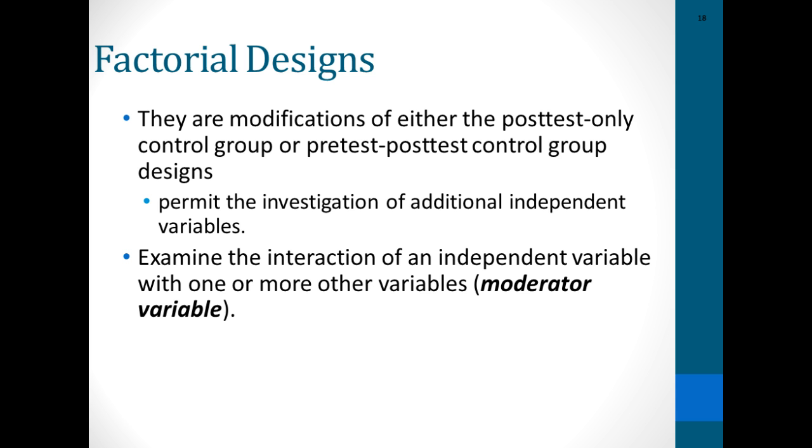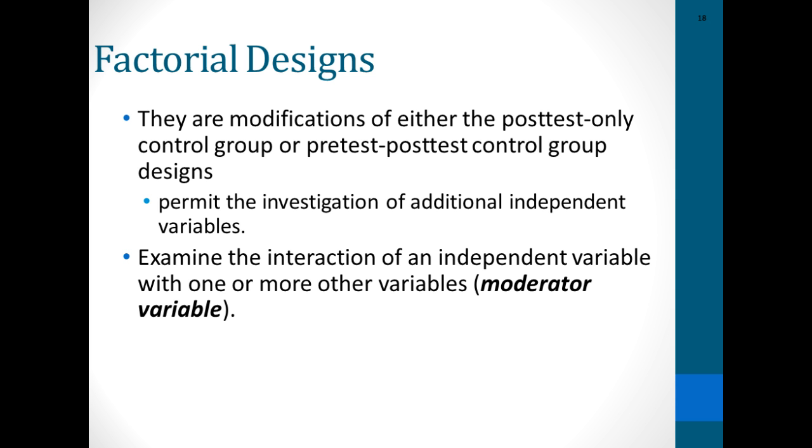The last one that we're going to look at then is your factorial designs. So with a factorial design, essentially you extend the number of relationships that you can look at in an experimental study. So they're usually modifications of either the post-test only control group or the pre-test post-test control group designs, which allow you to look at additional independent variables, but they also allow the researcher to take a look at the interaction of the independent variable with one or more other variables.